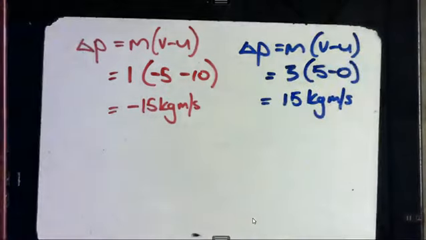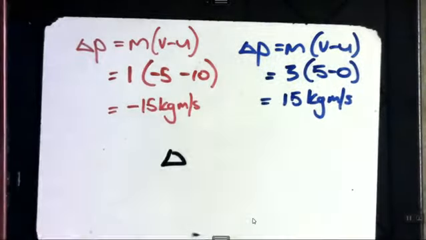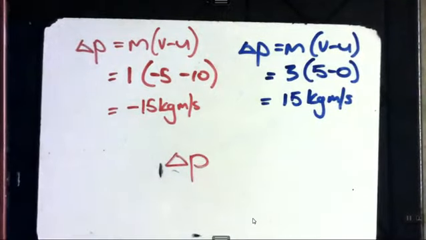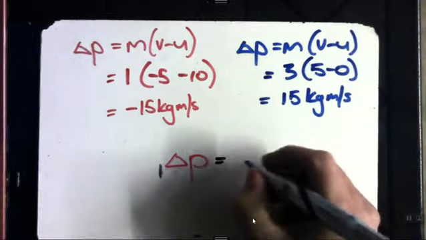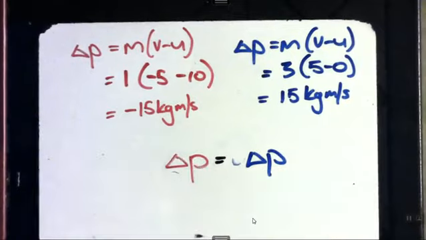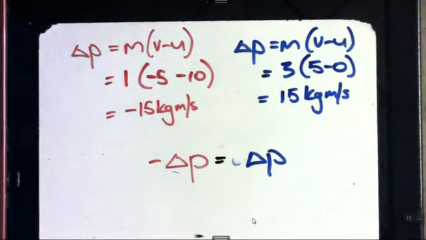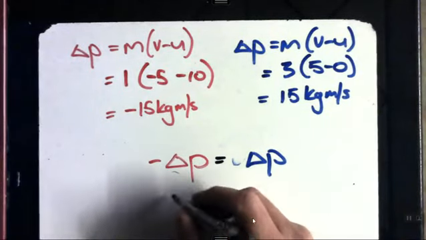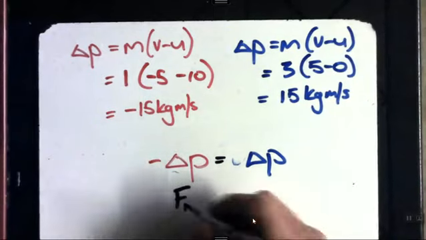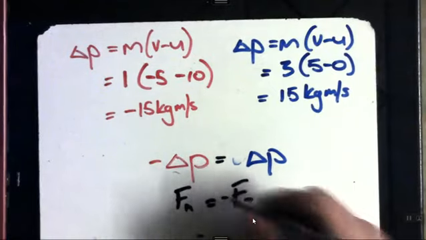So what do we notice? We notice that the red change in momentum is equal but opposite to the blue change in momentum. Okay, or we can put the negative on this side. They are equal but opposite. Okay, what does that remind you of? Newton's third law, which said if an object A exerts a force on object B, then B exerts an opposite but equal force.